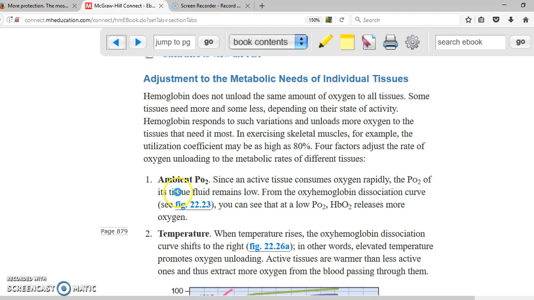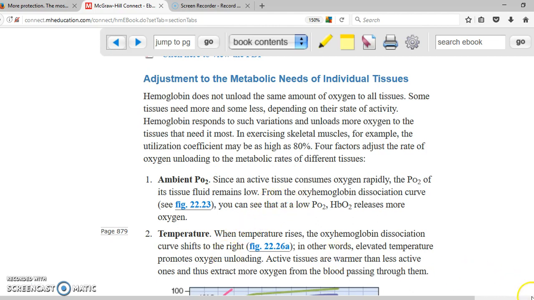Then you have the environment, right? Ambient PO2, which is the pressure of oxygen in the environment, and the amount of oxygen that you have in your tissues. Since the tissues are constantly using the oxygen, then obviously you have less oxygen in your tissues, more oxygen in the environment. Therefore, the oxygen will go from the environment, basically from the outside, into your tissues. That's what this one is.